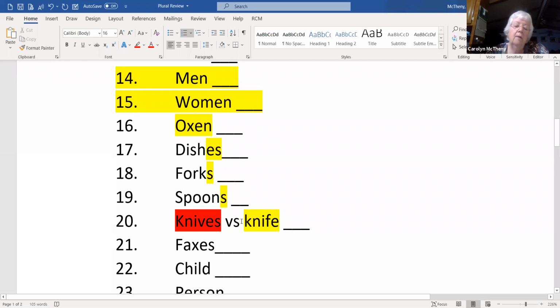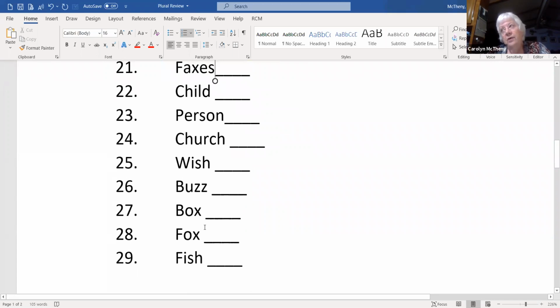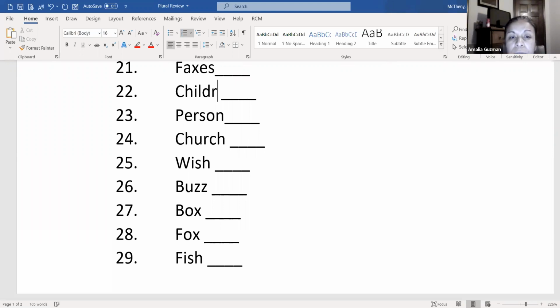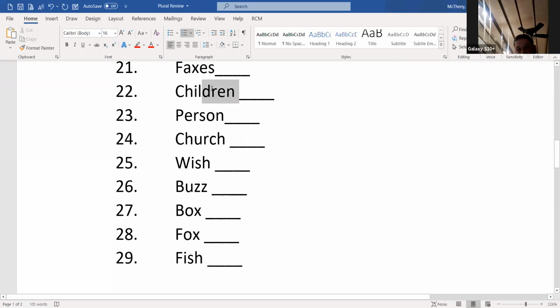Now then, Amalia, child is another one that's irregular. Child. Remember men. Children. And remember women. Okay, now look for children. It's the first one in your yellow box. Okay, how do we make one child into more than one? Children. Okay, very good. So it's children. So man goes to men, woman goes to women, child goes to children.